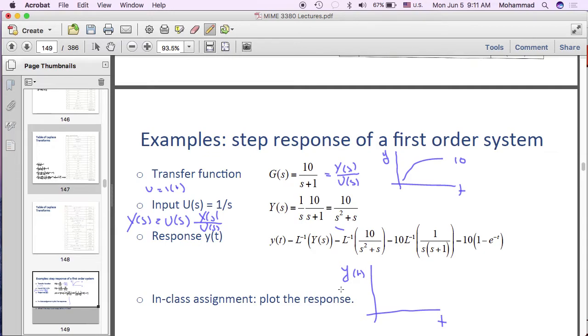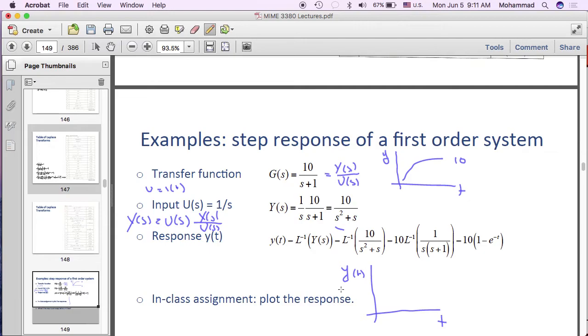So what is the value of e to power minus t when t is equal to 0? What is e to power 0? It's 1. So at time 0, we have 10 times 1 minus 1, which is what? So at time 0, the value of function is 0. Okay, so that's settled.